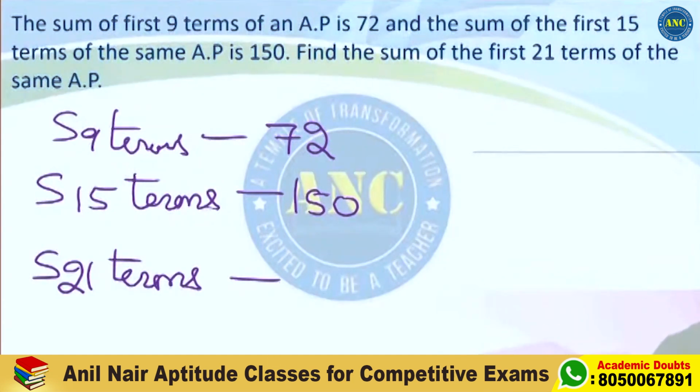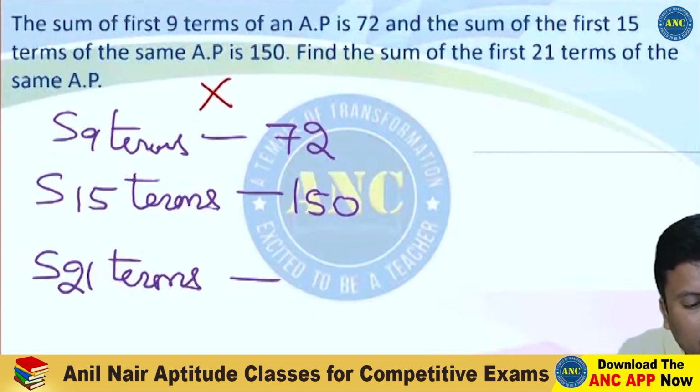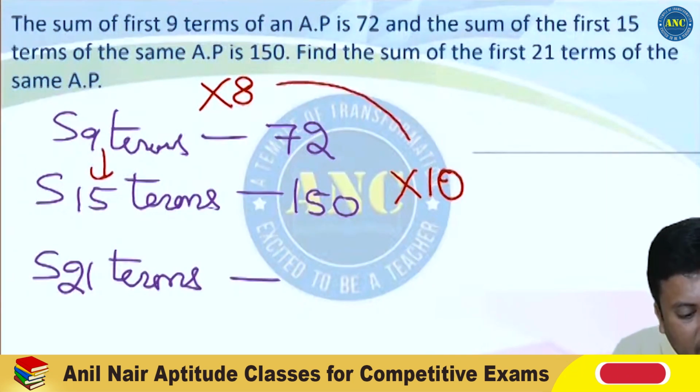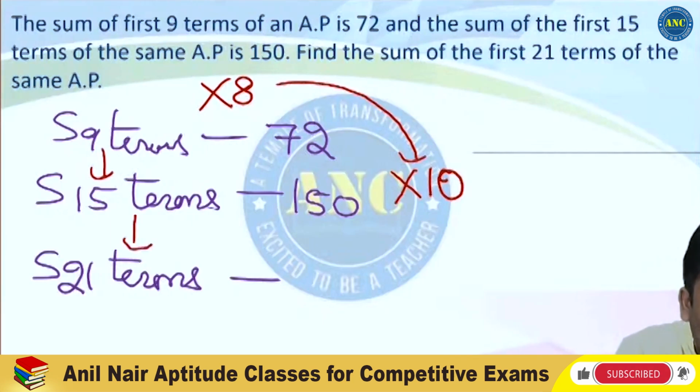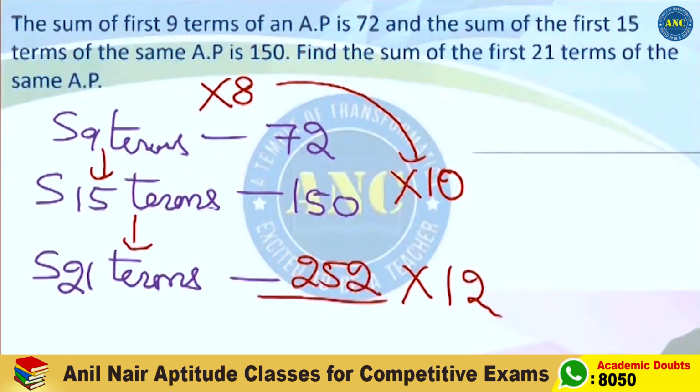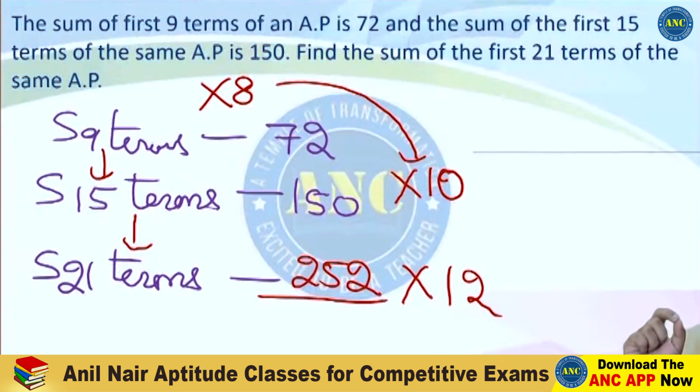Sum of 9 terms in an AP is 72, multiplication factor 8. 15 terms in an AP is 150, it is 10. There is a 6 terms increase, so it is increasing by 2. 6 terms increase, it will increase by 2. 12. Answer is 252. Idea clear? 9 terms it is 72 into 8. 15 terms 150 into 10. Not even in a single problem did I use a formula. 21 times 12, 6 terms increase.